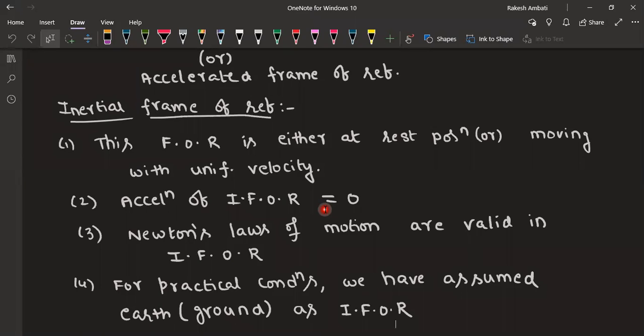Same thing here. You are standing on the earth, I'm standing on the earth. If earth is rotating, you are rotating, I'm also rotating in the same direction. So with respect to me, you are at rest, and with respect to you, I'm at rest. So for practical conditions, we are taking earth as inertial frame of reference.